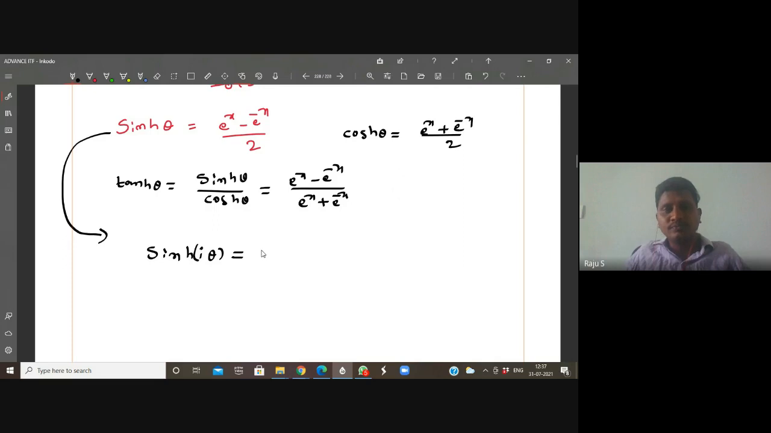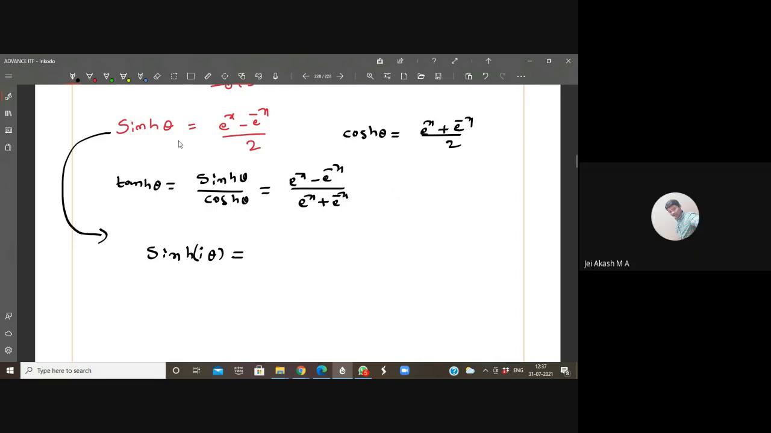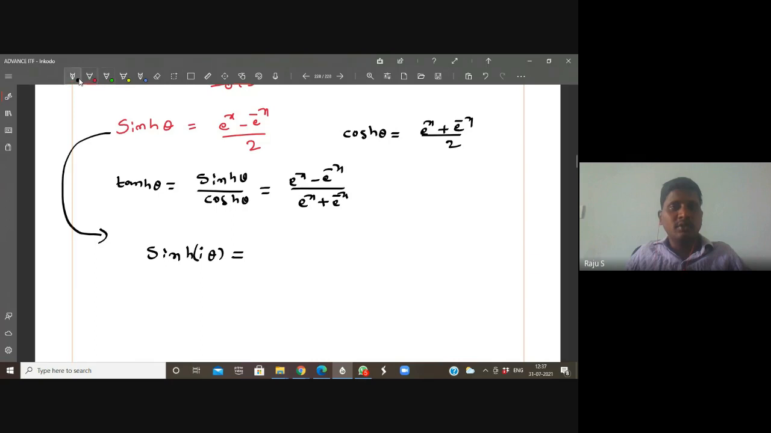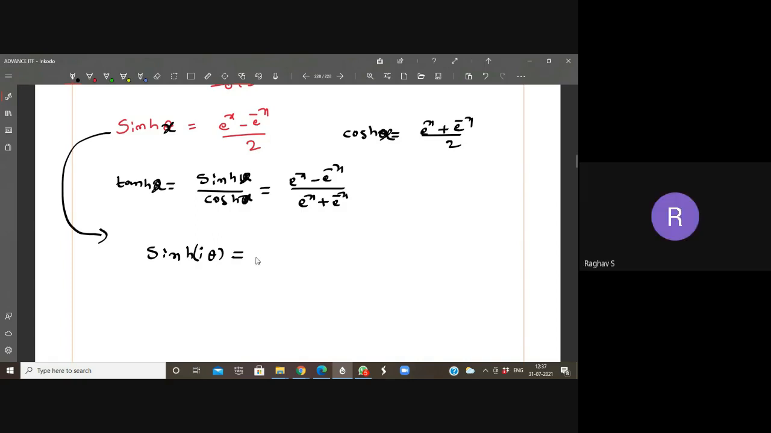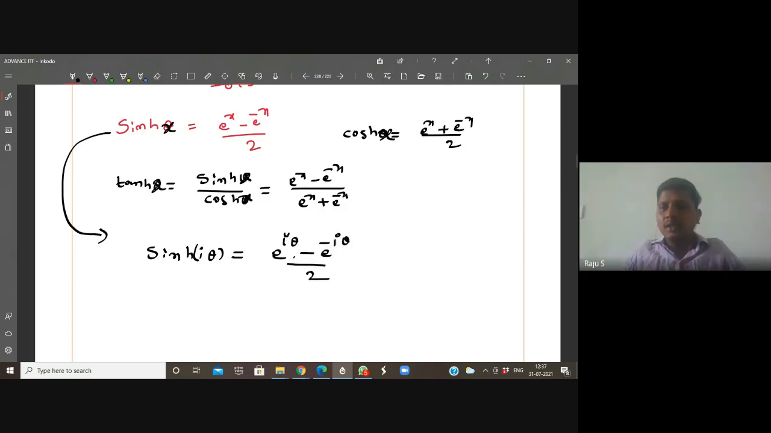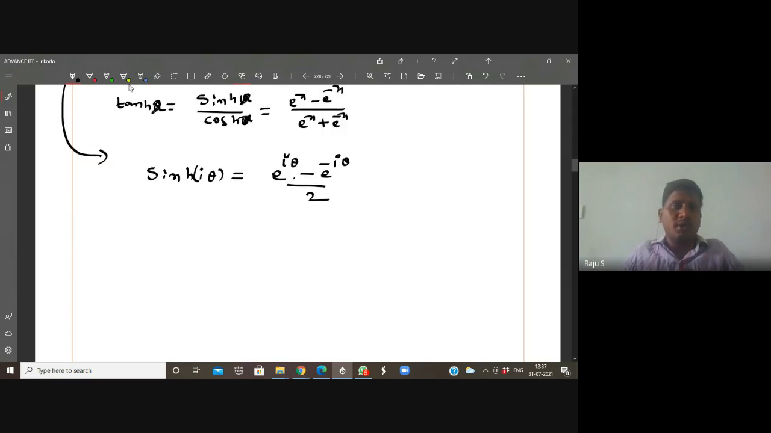Sorry, here it is x, not θ. Whenever it is x, this will become x. Okay, sinh(iθ) equals (e^(iθ) − e^(−iθ)) by 2. So whether it will be satisfied or not, I'm going to tell you.